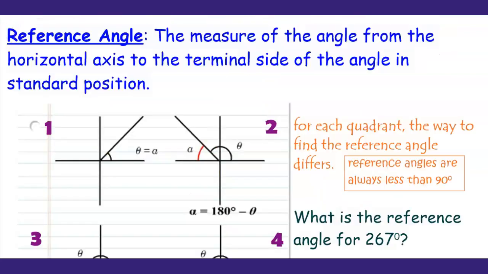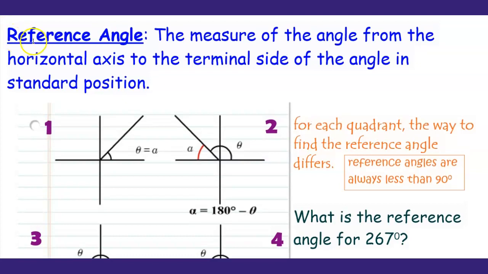All right, let's see here. Reference angles. Reference angles are the measures of an angle from the horizontal axis to the terminating side of an angle in standard position. Again, a reference angle is the measure of an angle from the horizontal axis. Horizontal, guys, is a straight line like that. So it's the angle from the horizontal axis to the terminating side.